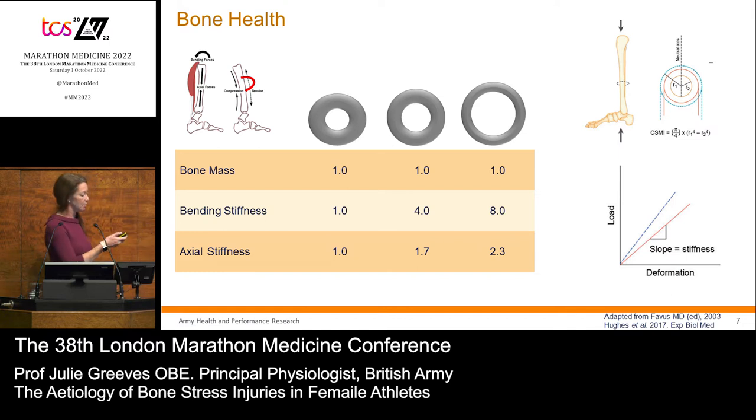And this is the principle that I'm referring to here. So at the same given bone mass, bending stiffness will increase markedly, as will axial stiffness, as the cross-sectional area of the bone increases. So it's really important, in terms of either preventive strategies or interventional strategies, that we increase the cross-sectional area of bone. We call it periosteal expansion, the bone grows outwards.